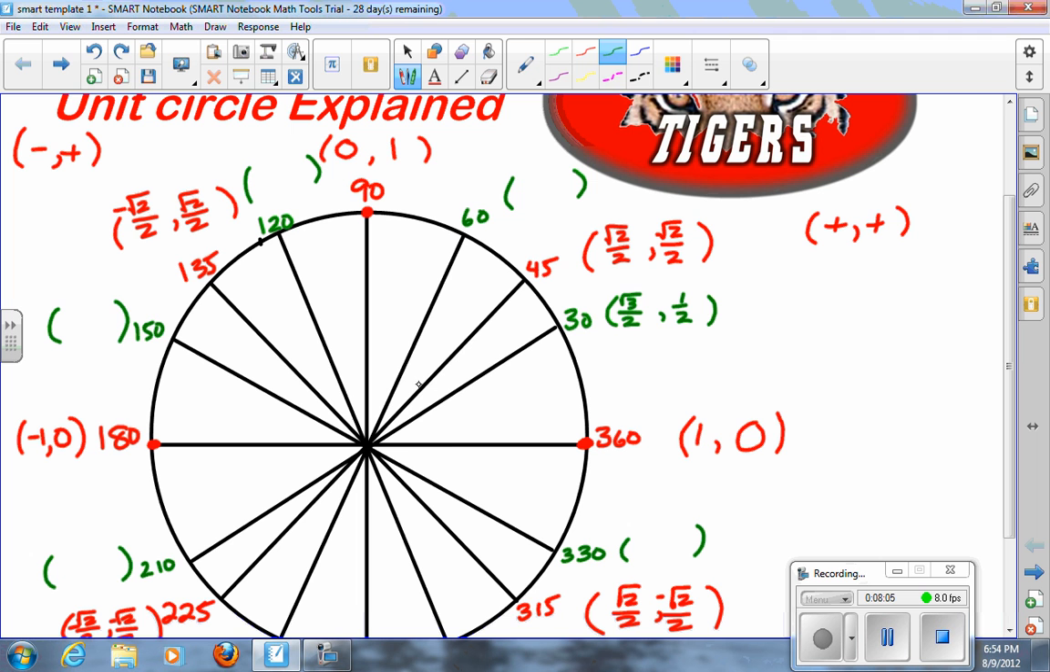Okay, reference angle is the angle it makes with the x-axis. So I'm looking at this angle right here, which is 30 degrees. It's going to be the same as this one over here. So this pair is the same as this pair, except for the sign. So this one's going to be negative. Let me erase that and write that neater.